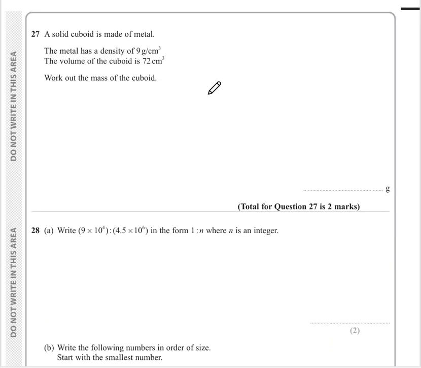Question 27. A solid cuboid is made of metal. The metal has a density of 9 grams per centimetre cubed. The volume of the cuboid is 72 centimetres cubed. And we need to work out the mass of the cuboid. So we need to know our formula linking density, mass and volume. So we've got mass on the top, density and volume. So it's worth checking they're in the same units, so that we don't need to do a conversion. So they are, they've got centimetres cubed, grams, and we've got grams in the answer.